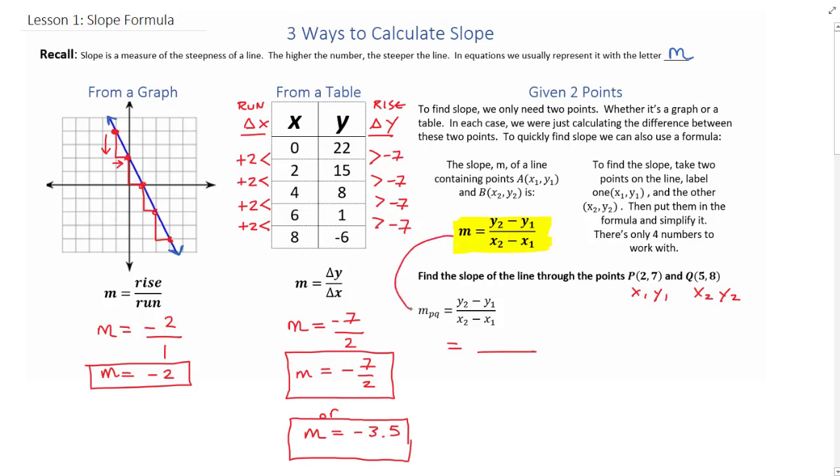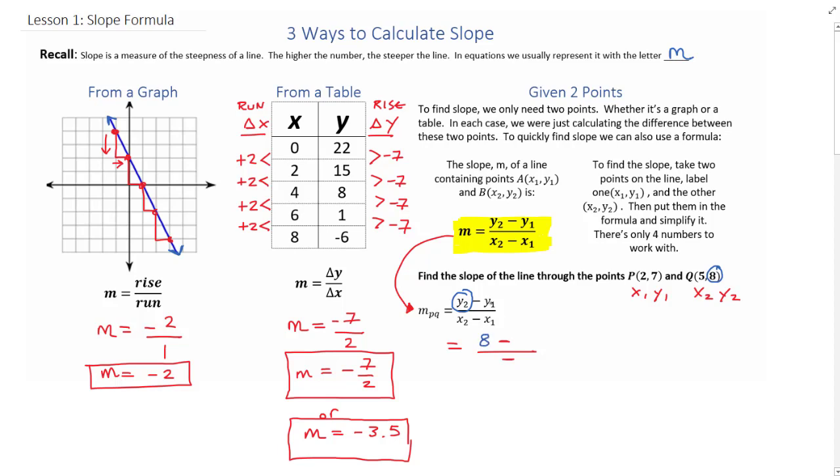So here's my slope equation. So notice I wrote m with a little pq. That means the slope between point P and point Q. So what I'm going to do is substitute them in. Now we got to be careful, we get everything in the right spot. So let's start with the first thing here, the first number here, right? y2. All right, so y2. So where's y2? There it is right there, it's 8.